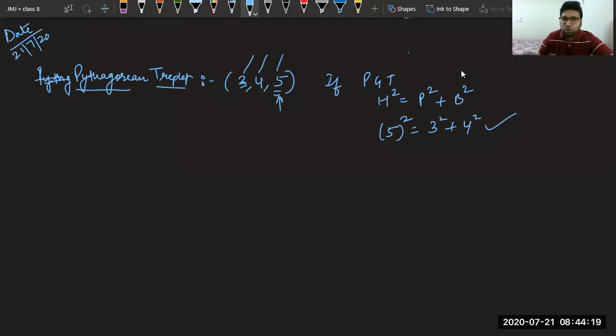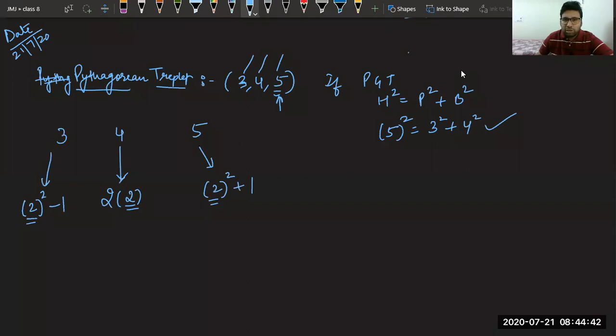Similarly, we can take this 4 as 2 into 2. We can take this 3 as 2 square minus 1. We can take this 5 as 2 square plus 1. So if you observe, we have 2 common in all of them.